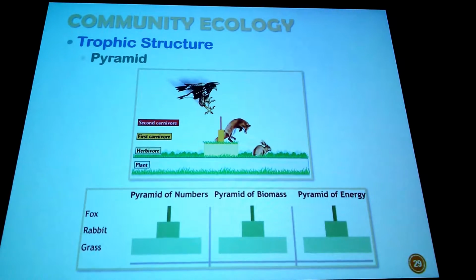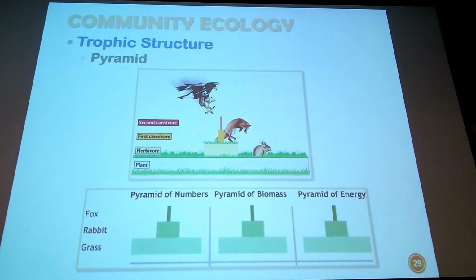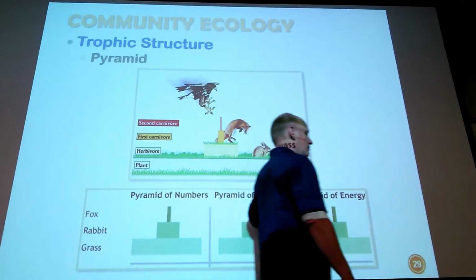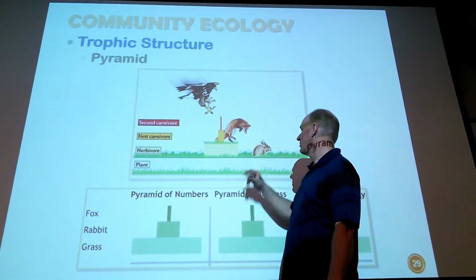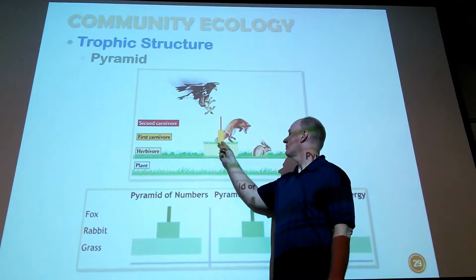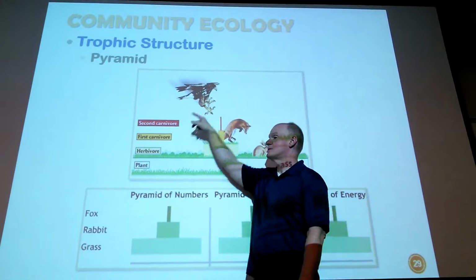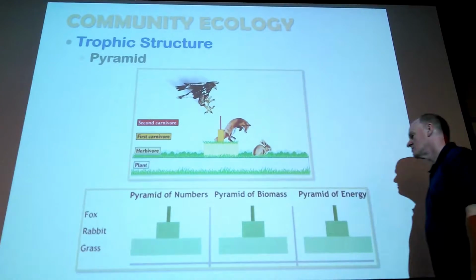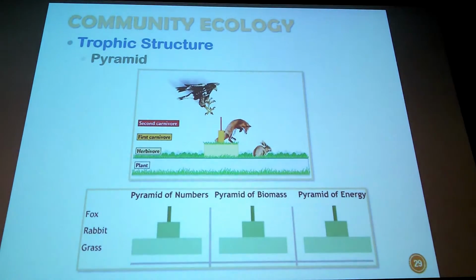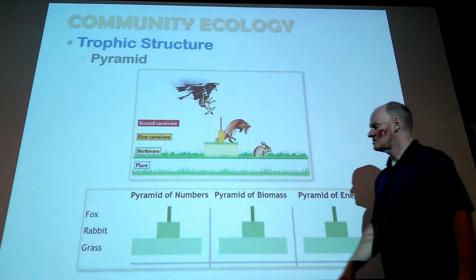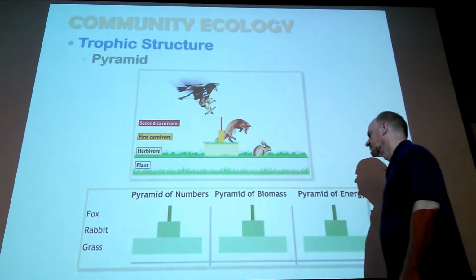Here's what it looks like. It's got nothing written on it. The plants, you see, make up a huge part of this pyramid. This little yellow section here are the herbivores. Right here are the first carnivores, and up here the second carnivores. And so the pyramids of numbers, biomass, and energy are all below. And you see they all look identical.